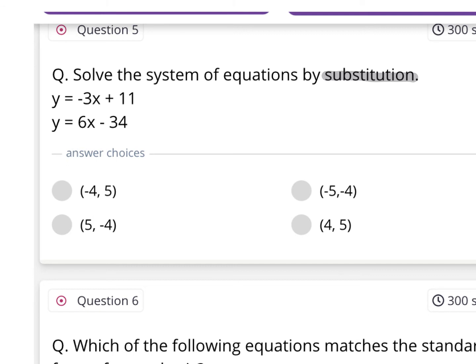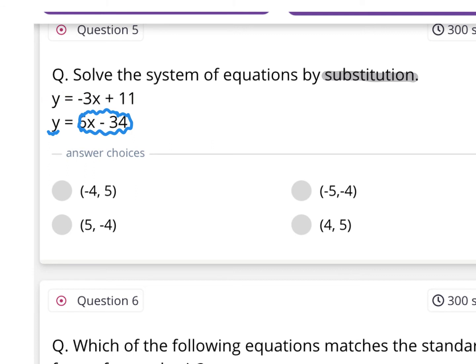So what do they mean to use substitution? Well, first you got to make sure that a letter is by itself, as in x equals or y equals, and that is the case. We do have y equaling 6x minus 34. That's what y equals. Okay, so let's look at the other equation.